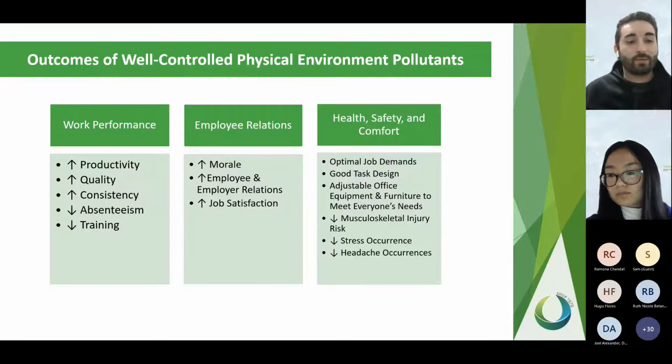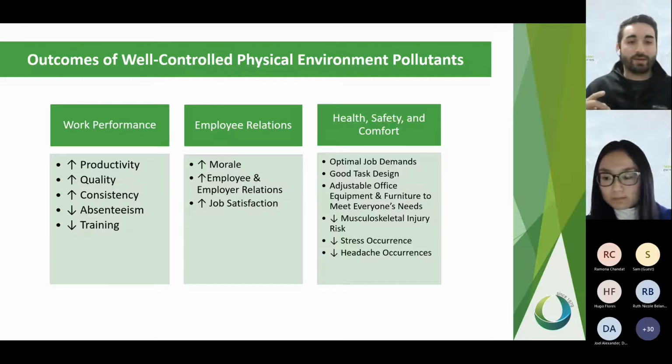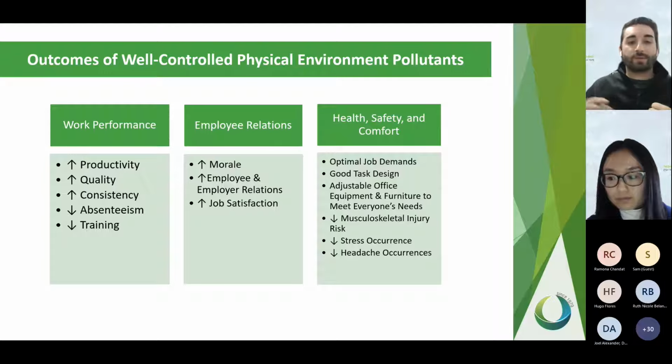So here's a visual of the good things that come out of doing this. In work performance, you have increases in productivity, quality, and consistency of work. And because they're feeling better, you also have less absenteeism, so there are fewer injuries and they're not as tired. And because fewer people are calling in sick or even quitting, your training requirements begin to decrease because there's less turnover in workers. So that's some cost savings there.